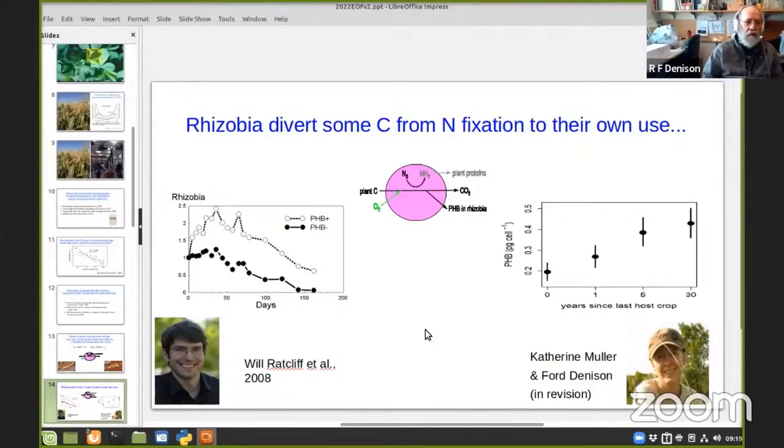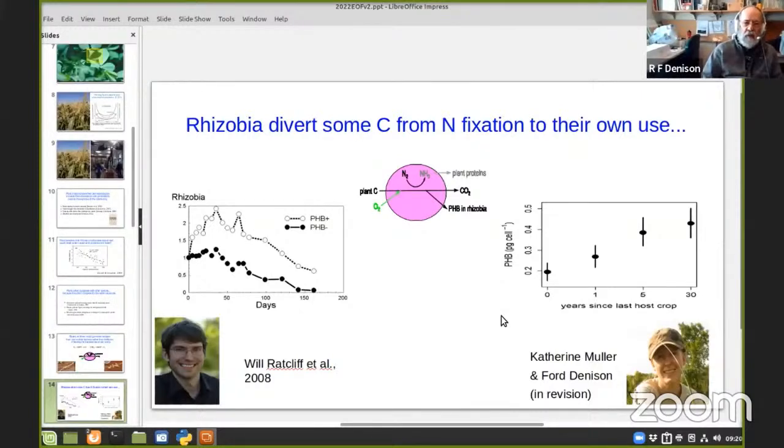Well, the bacteria benefit from this. Will Ratcliffe, now a professor at Georgia Tech, compared starvation of low PHB rhizobia, which basically starved to death and died in a few months, versus high PHB rhizobia of the same strain. They could actually reproduce without any outside food, just using the PHB that they got from the plant when they were in symbiosis.